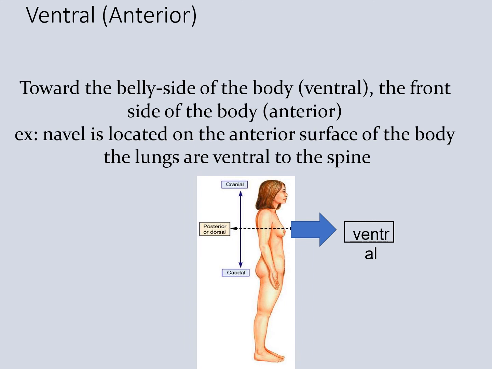Ventral or anterior refers to something located towards the front of the body. You'll more commonly hear the term anterior used than ventral. The example that they have here is that the navel, your belly button, is on the anterior surface of your body. Also, your lungs are ventral to your spine because your lungs are closer to the front of your body than your spine is. Your spine is on the back of your body.